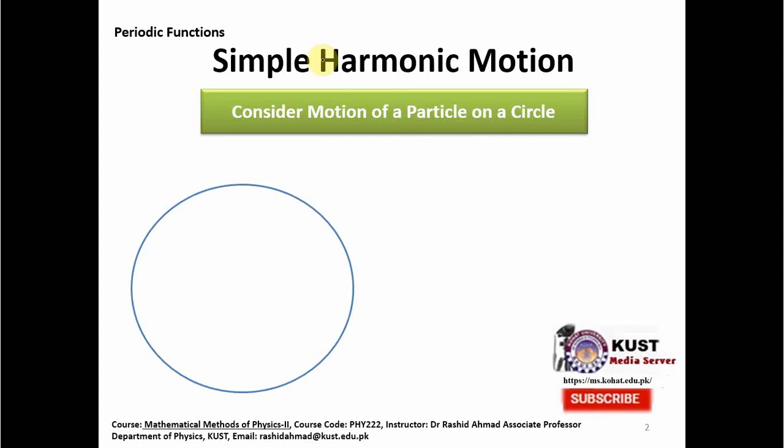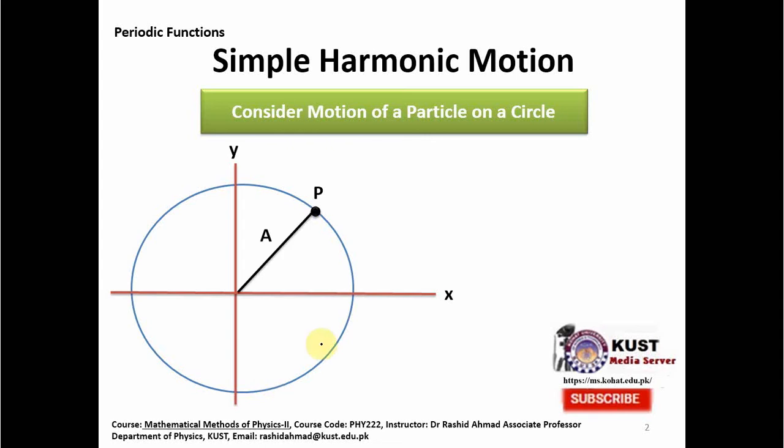So let's say this is a circle, and we will have a coordinate system over here in order to mathematically model the motion of a particle moving on this circle. So let's have a Cartesian coordinate system. This horizontal line is called the x-axis, and then we have a vertical line, let's call it our y-axis. Then let's consider a particle P which is revolving on this circle, and this circle is of radius a.